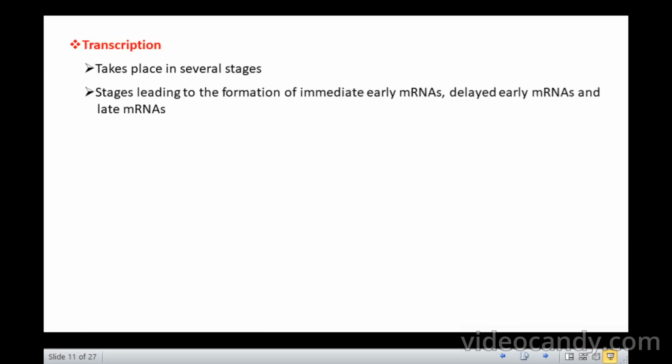Once the phage DNA enters the host cell, its transcription starts and takes place in several stages, leading to the formation of immediate early mRNAs, delayed early mRNAs, and late mRNAs. Immediate early genes are transcribed immediately using the existing host cell RNA polymerase. These genes code for the enzymes that break the host DNA.